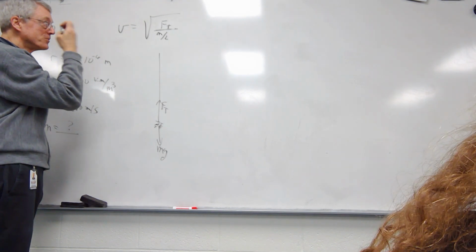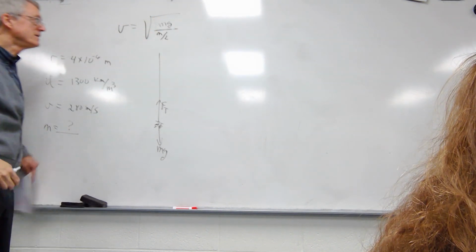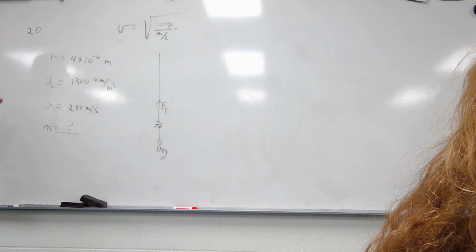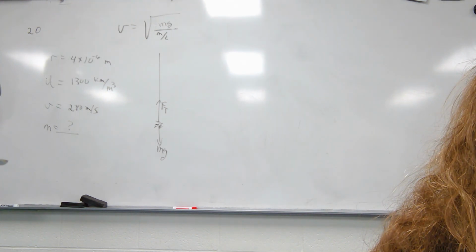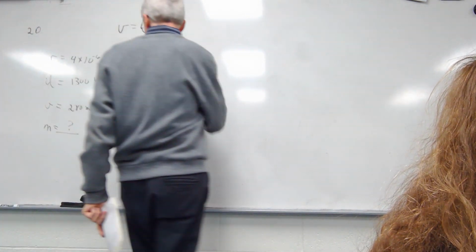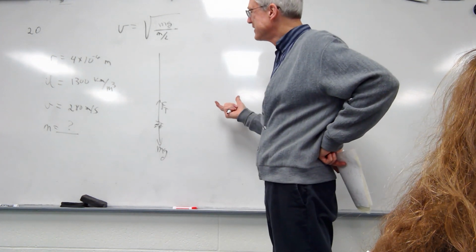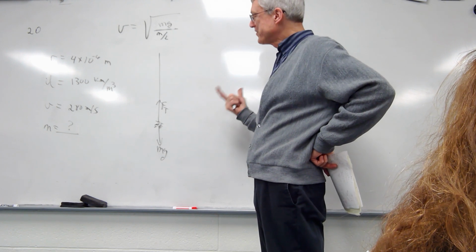All right, so again, if you want to put mg up here into that equation, you can. We've got a velocity, we've got g. We just need to find the linear density from the information they gave us. Linear density is mass divided by length.